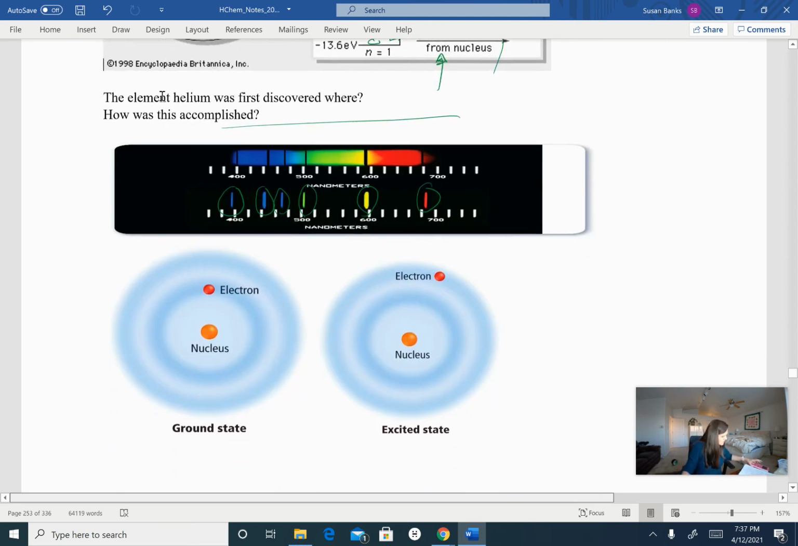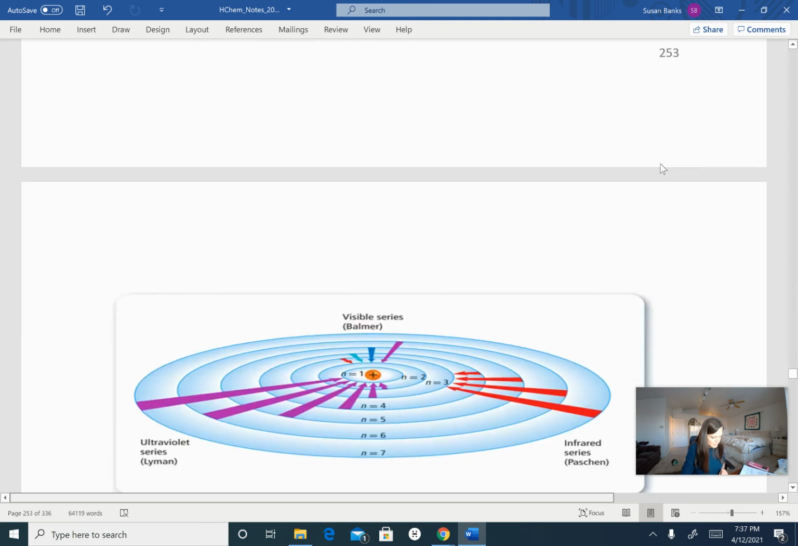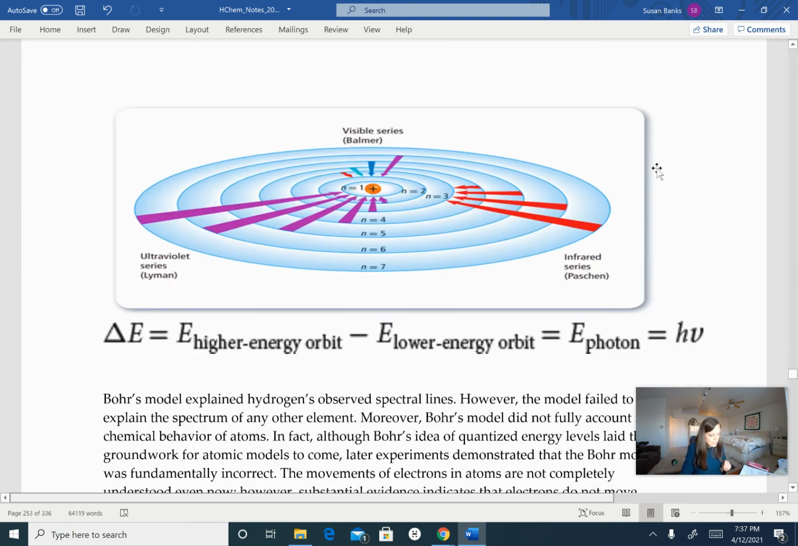Okay, so here we go. So ground state, we will have that electron in that ground state, and we will excite it. And as it is excited like this, it eventually falls back down and gives us off a wave. And sometimes that wave is part of that visible spectrum. Okay? So this is the series that Bohr thought of for the hydrogen. Okay? This is the energy series.